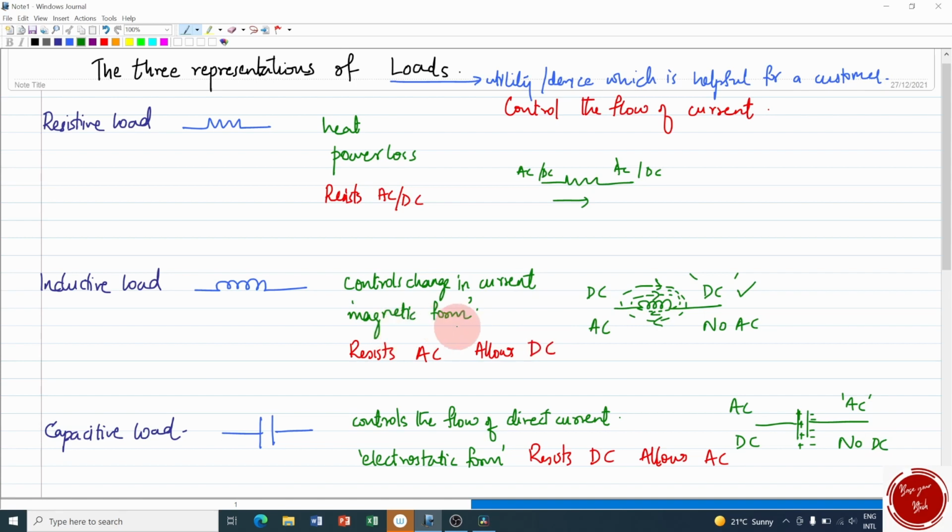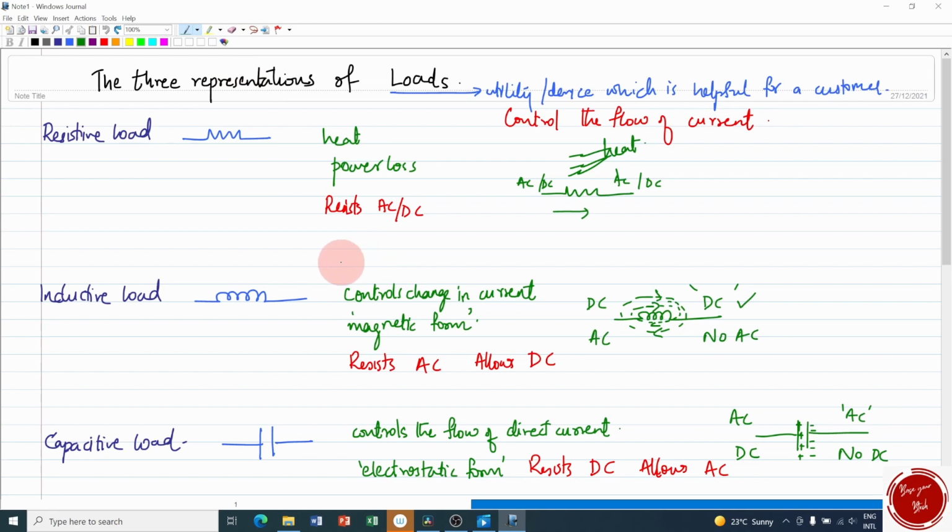A detailed video on the inductor is given in the playlist. Please watch it. And what about any current, AC or DC, while passing through the resistor? Power loss happens as heat energy. Okay, now let's have a numerical analysis of this resistor, inductor and capacitor.